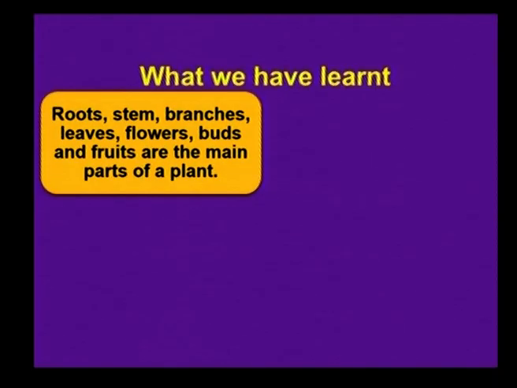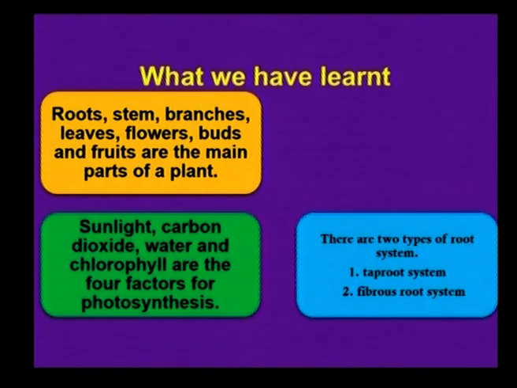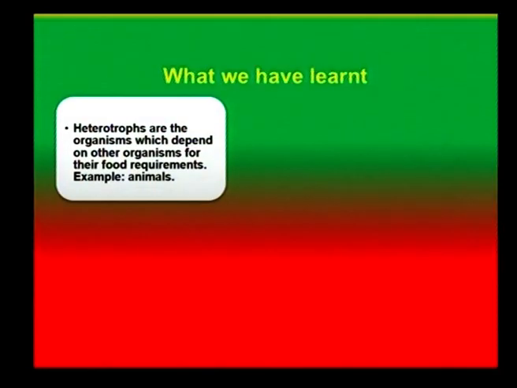We learned so many things about the life processes in plants and animals. Let us sum up the main points. What we have learnt: roots, stems, branches, leaves, flowers, buds and fruits are the main parts of a plant. There are two types of root system, taproot system and fibrous root system. Sunlight, carbon dioxide, water and chlorophyll are the four factors for photosynthesis. Autotrophs are the organisms which prepare food on their own, for example green plants. Heterotrophs are the organisms which depend on other organisms for their food requirements.